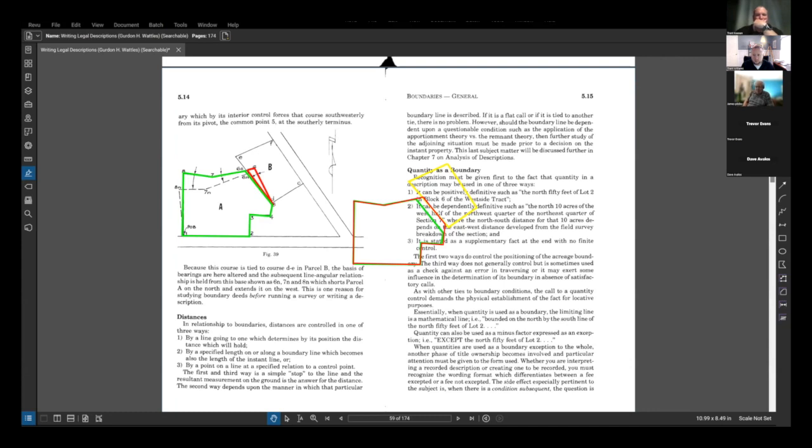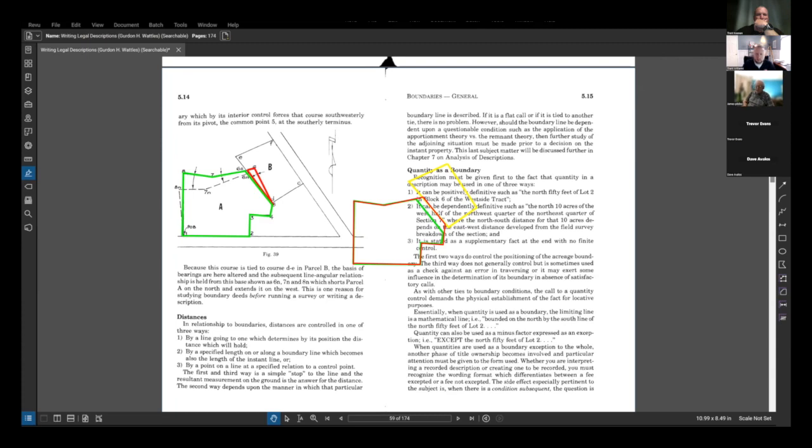Then the meaning of the bearings and distances is that they define the location where you should find the iron pins. But the pins themselves are the actual boundary. Where you find them is indicated by the bearings and distances. And this way, both of them serve a purpose within the deed.